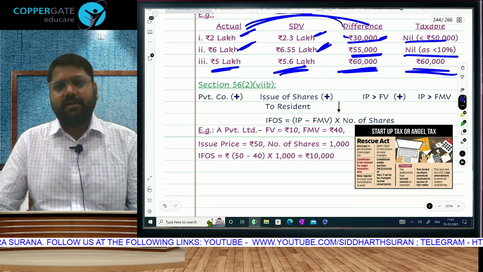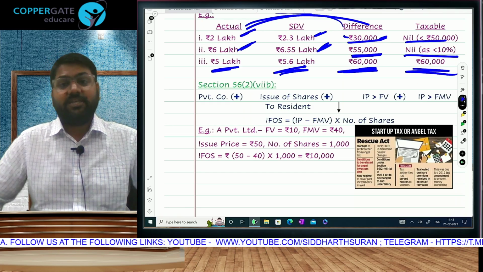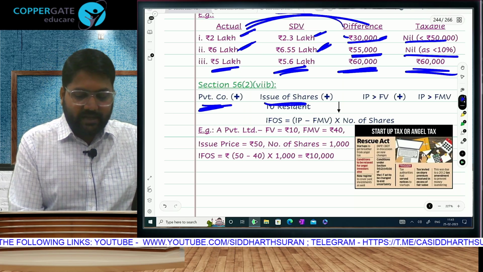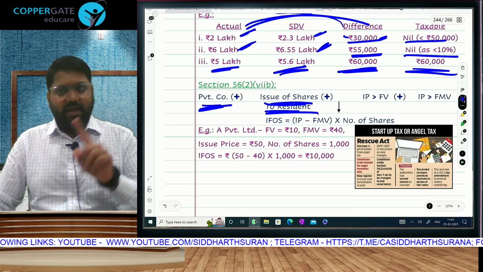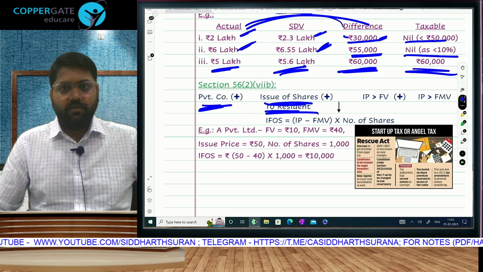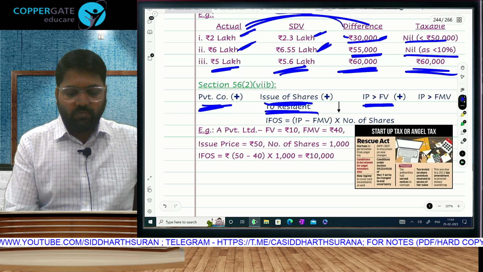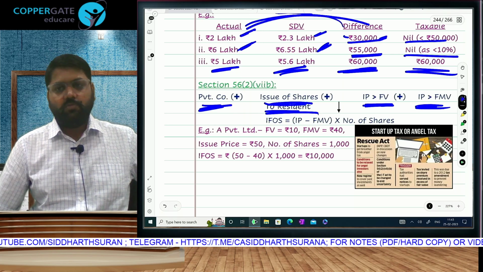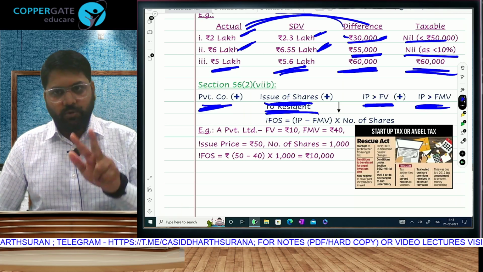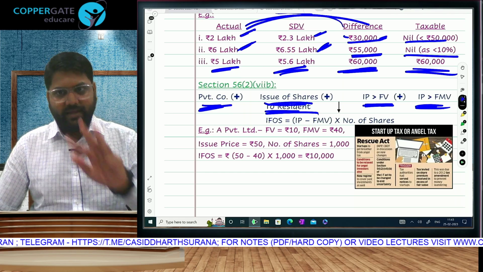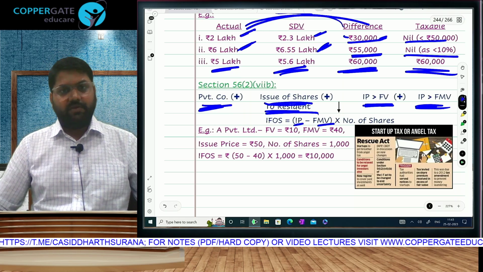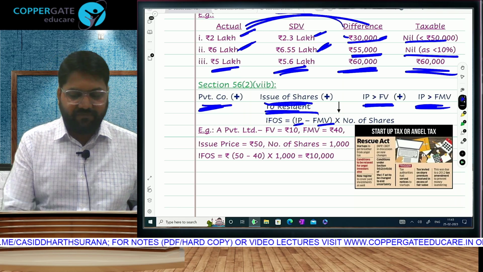Last point under IFOS, one of the most controversial aspects: angel tax, startup tax, 4 conditions. There is a private company that has done an issue of shares to a resident. The issue price is more than face value, so there is a premium. The issue price is also more than fair market value. So there is going to be IFOS: issue price minus FMV. Not the entire premium, only the excess over FMV into the number of shares.